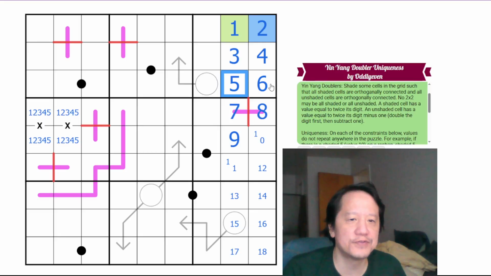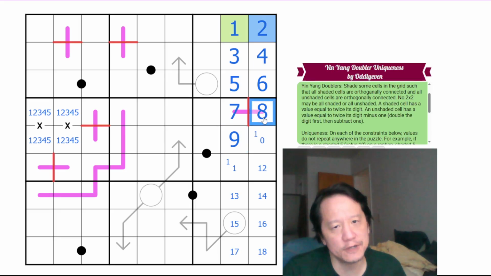So okay, what are the possible combinations? One unshaded with 5 unshaded. One shaded with 4 shaded.